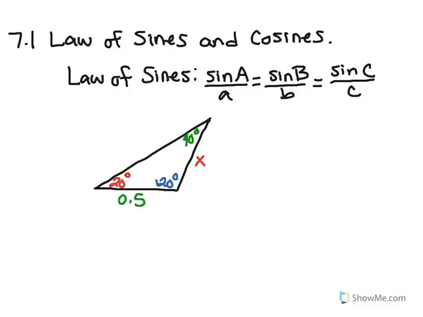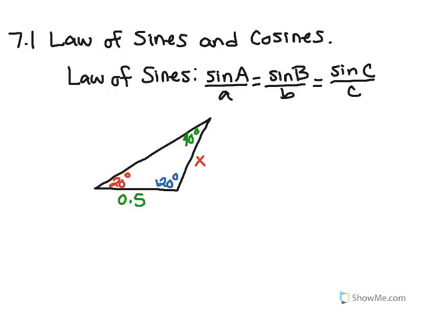So let's take a look at this example. We do have a triangle. There are no right angles. And I want to solve for x. So we want to try to find some kind of relationship. And I do see that I have a side that goes along with the 40 degrees. Right opposite of 40 degrees is the 0.5.